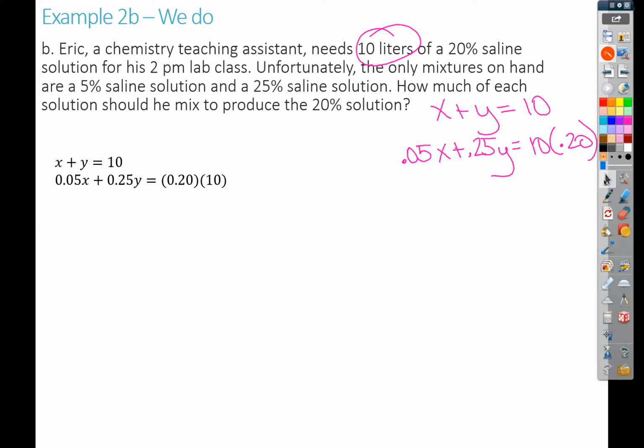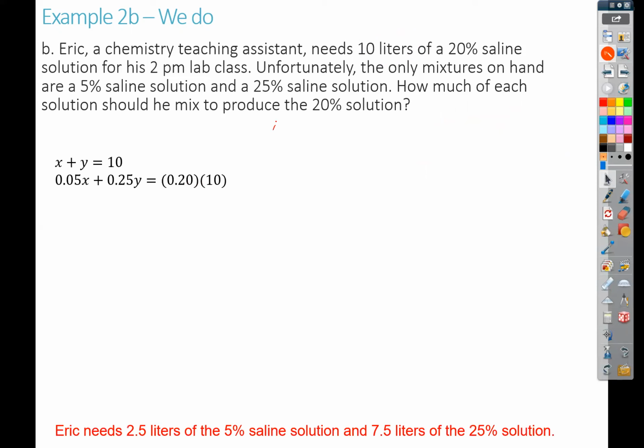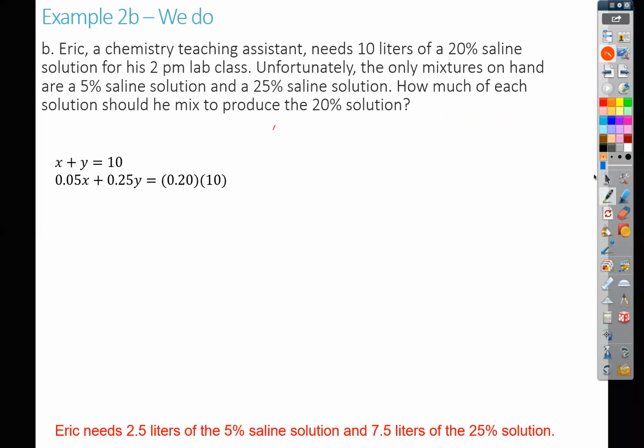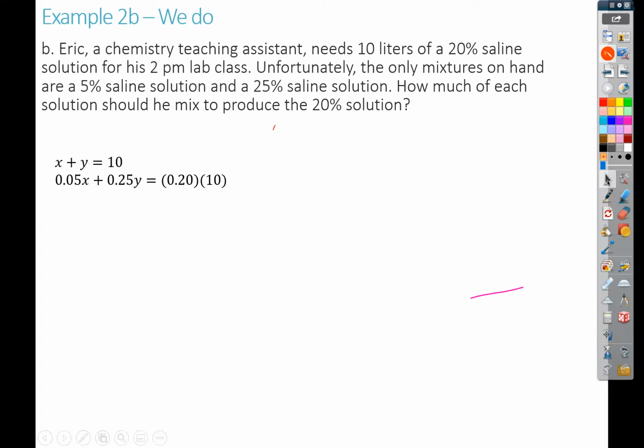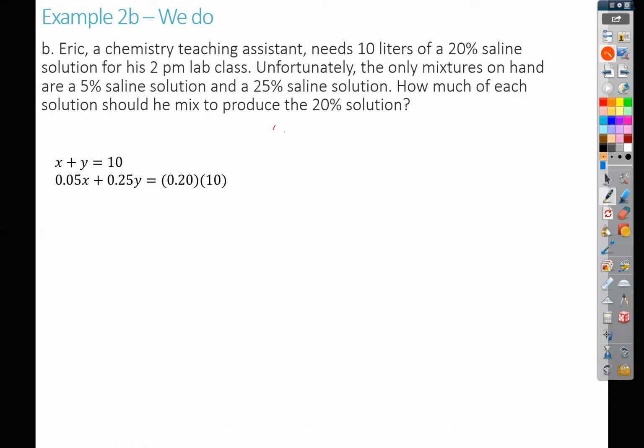Okay, now I think the easiest way to do this is, first, we can multiply the 10 times that 0.2 so we don't get lost there. So I'm going to go x plus y equals 10. And then I'm going to say 0.05x plus 0.25y equals 0.2 times 10, which would give me 2.